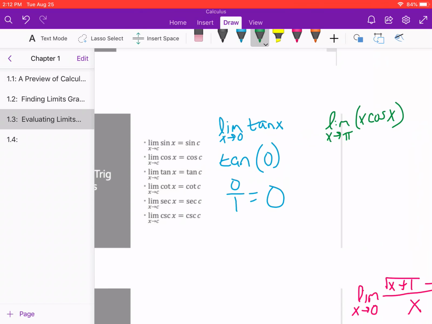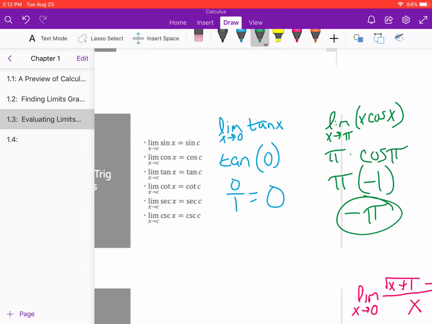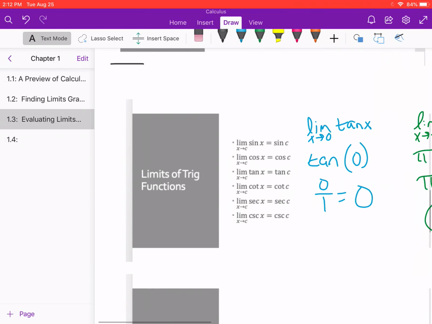Same thing for the next one, the limit as x approaches pi of x cosine of x. So let's just plug in pi wherever we see an x. That gives us pi times cosine of pi. And we know that cosine of pi is -1. So pi times -1 is just negative pi. And then you're done. So trig functions, pretty easy.